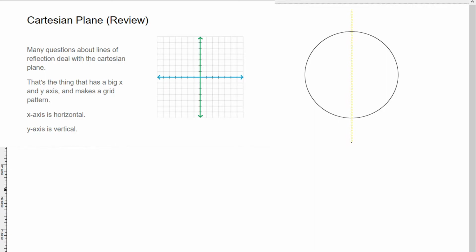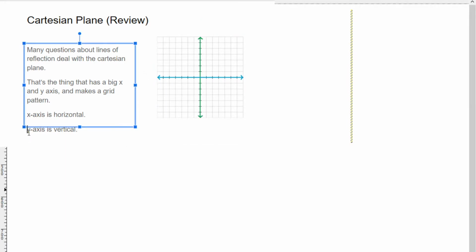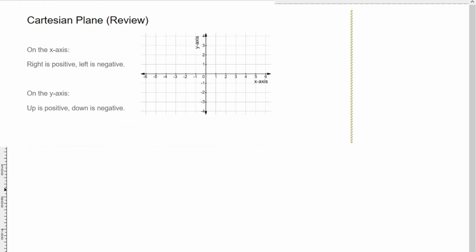Let's see if I can pull this up for you guys. Oh no, we'll just use the examples here. So we've got our y-axis here, that green one. Our x-axis is that blue one. The way I like to remember this is the y is a taller letter than x is, which means that it's the tall one. But if you have your own way of remembering, that's cool too.